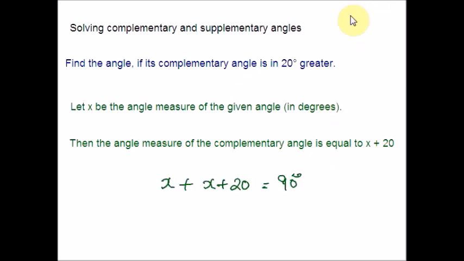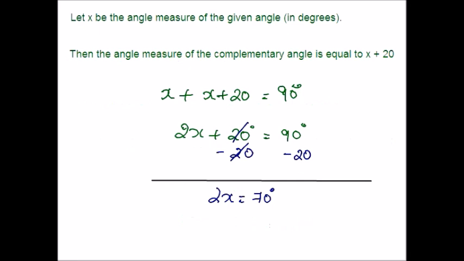Now as usual, we need to simplify this equation step by step and solve for x. Now let's combine these two like terms. x plus x is nothing but 2x. Subtract 20 degrees from both sides, so we'll get 70. Divide both sides by 2, so we can solve for x. 70 over 2 is 35. Thus we got that the angle measure of the given angle is 35 degrees.